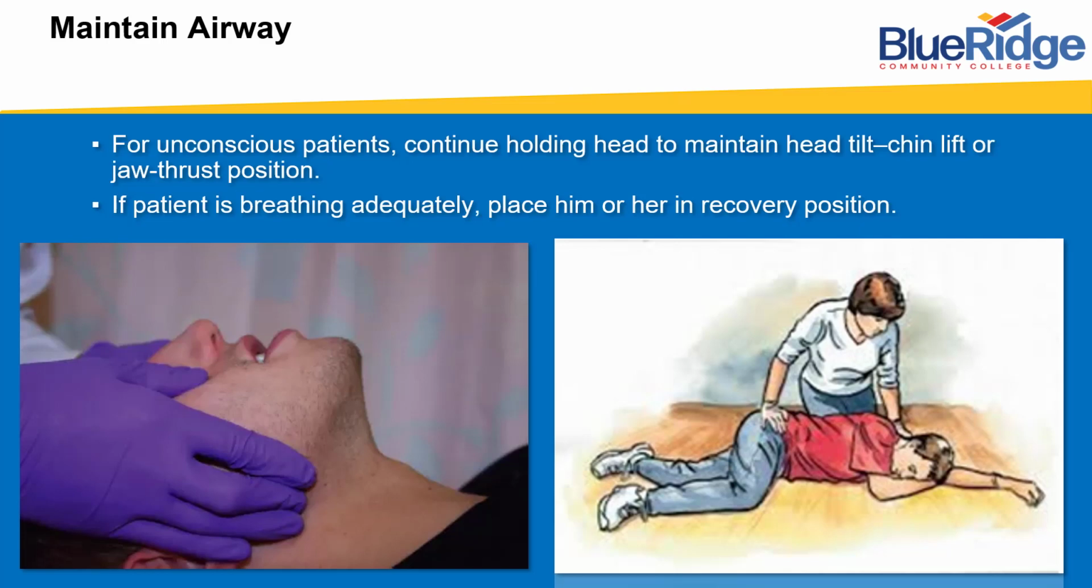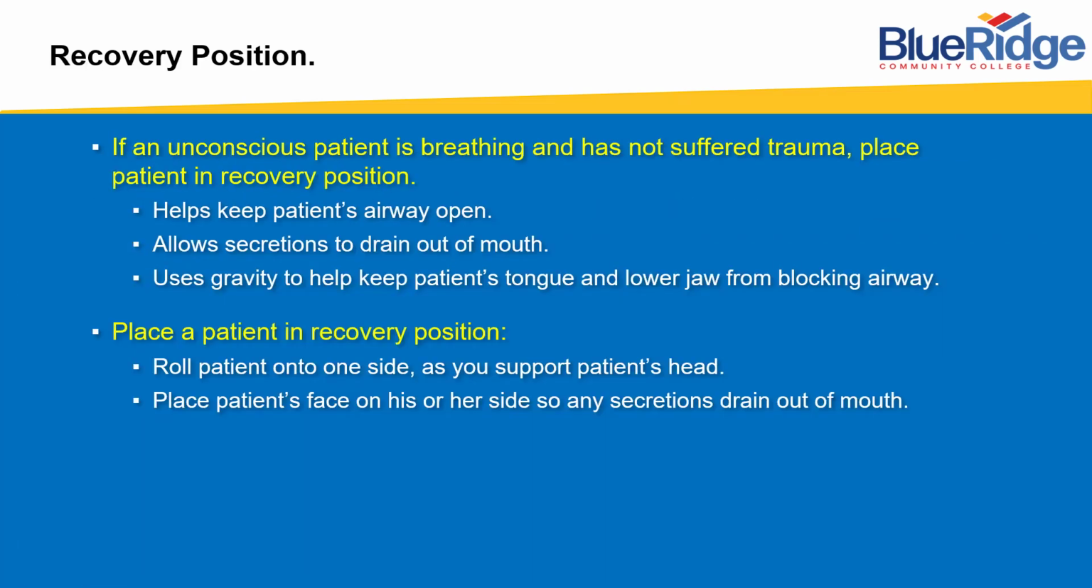So here on the left, we have an example of the modified jaw thrust maneuver. And then on the right, this is a depiction of a patient being placed in the recovery position. The recovery position. If an unconscious patient is breathing and the patient has not suffered trauma, place them into the recovery position. It helps keep the patient's airway open by allowing secretions to drain out of the mouth instead of draining into the trachea. It uses gravity to help keep the patient's tongue and lower jaw from blocking the airway.